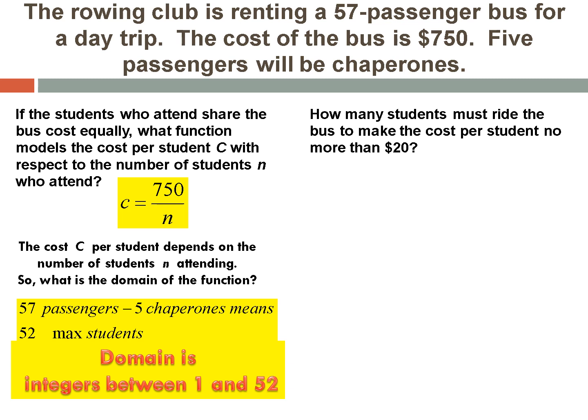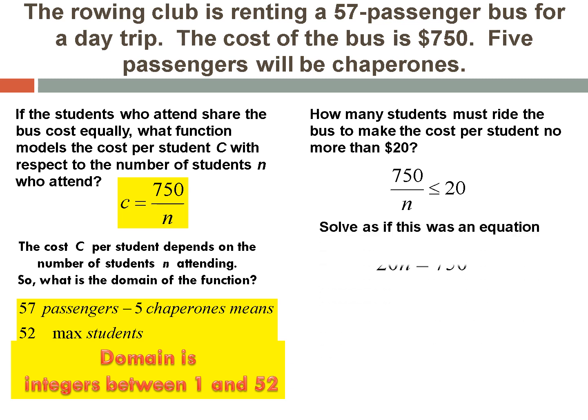Okay, so now last question. It says, how many students must ride the bus to make the cost per student no more than $20? So $20 is as much as the cost can be. So we sub in 20 for the cost. Now, the cost must be less than or equal to $20. So we used an inequality in this because we don't want the cost to be any more than $20. But we solve it just like it's an equal sign.